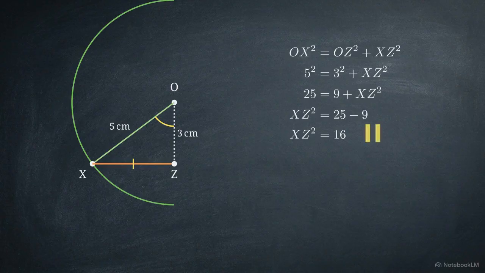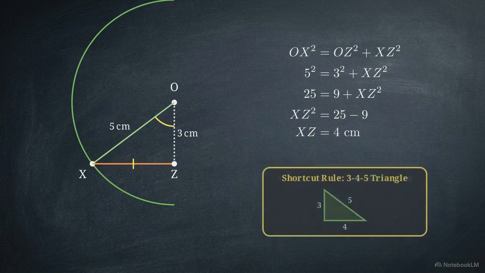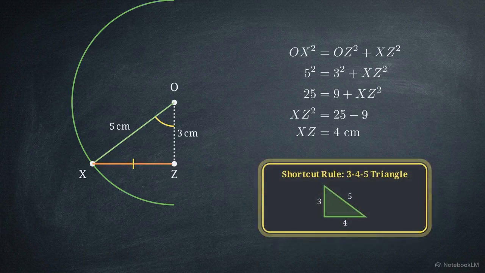Let's substitute our known values. 5 squared equals 3 squared plus XZ squared. Doing the math, that becomes 25 equals 9 plus XZ squared. To isolate XZ, we subtract 9 from 25, which leaves us with XZ squared equals 16. I encourage you to pause the video right here and calculate the final square root to find XZ yourself.